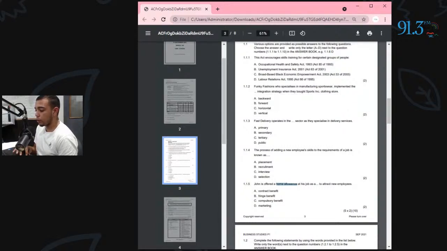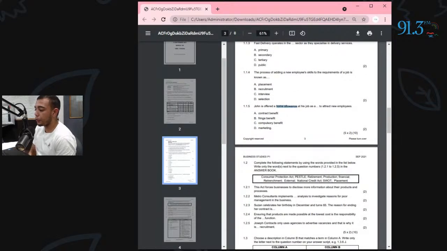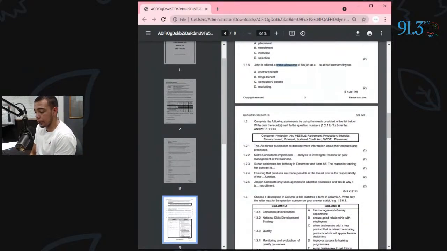We move on to question 1.2 now. This is the section where you need to choose the correct word for the sentence that follows. So remember, with section 1, basically what they're trying to do is they give you 2 answers that are incorrect, and 2 answers where the one is correct and the one looks very similar. So we now look at 1.2.1.